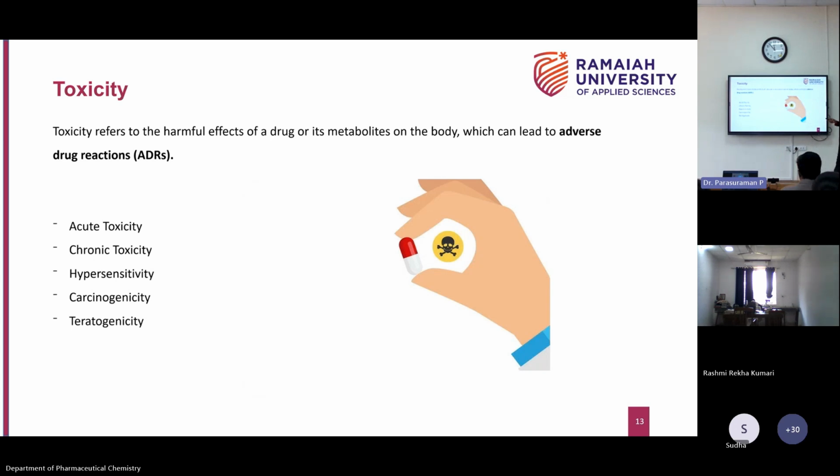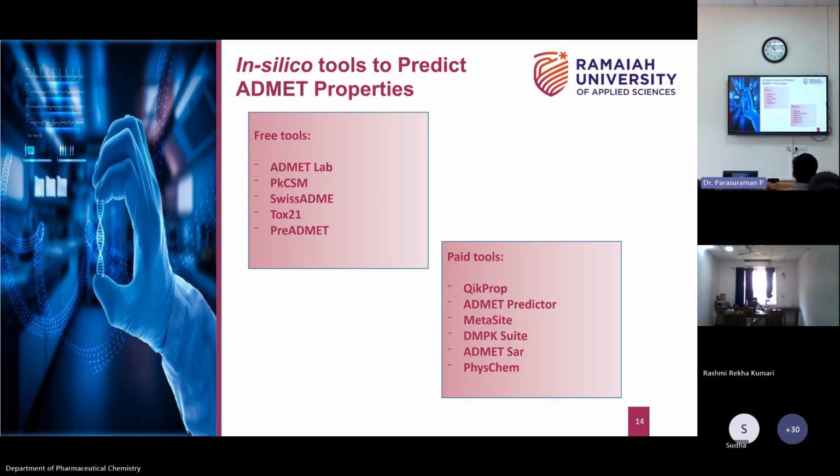And toxicity. Toxicity also plays a very important role, because even if the pharmacokinetic properties are good, if the drug is toxic, then it is of no use. It will again go and fail. That is why it is very important to check the hypersensitivity, hepatotoxicity or carcinogenicity of the drug before any trials. So now we will go into the demo, how to check the ADMET properties.